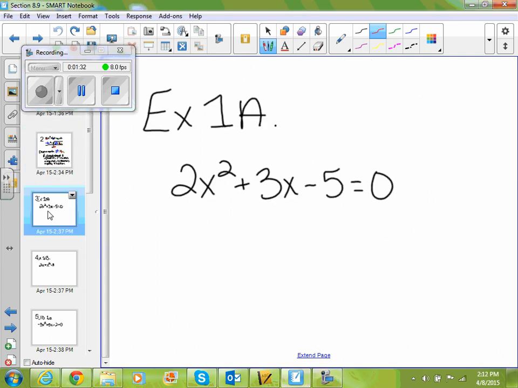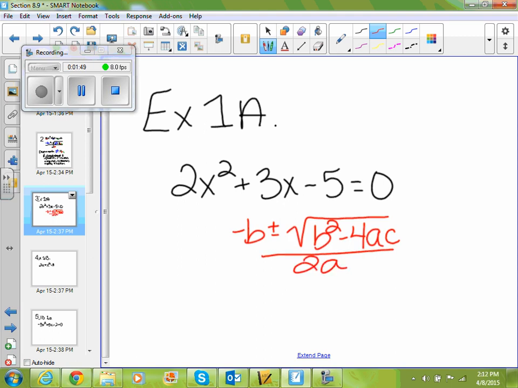Alright, so the first part of what we're going to do is we're going to look at our quadratic formula. Okay, and like I said, you have to have this memorized for your test. It helps if you write it out. So negative b plus or minus the square root of b squared minus 4ac divided by 2a. The more you write it, the more likely you are to remember it. Okay? And your a, b, and c come from your equation.